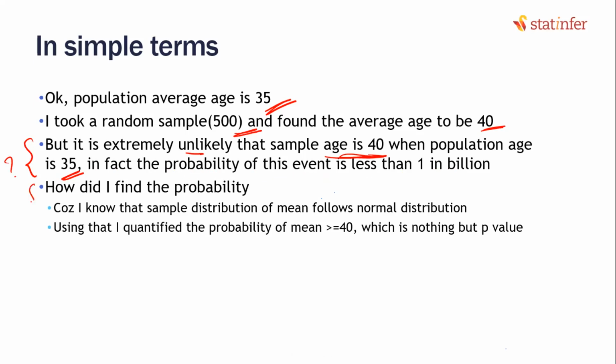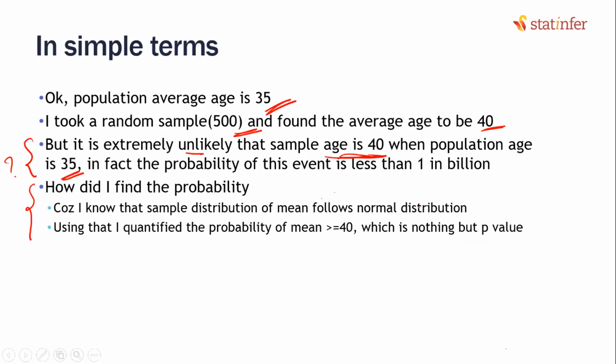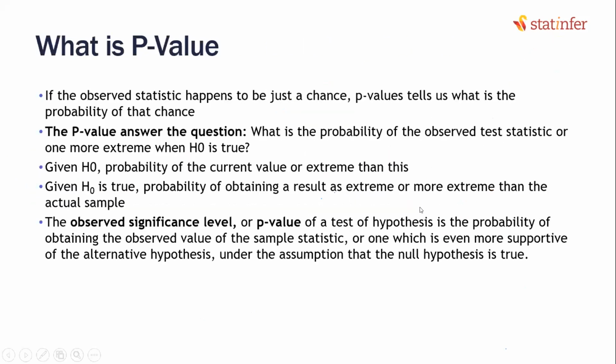How did we find the probability here? Because we have this normal distribution. If 35 is the population mean, what is the probability of a sample getting something like 40 or more than 40? We got that from the central limit theorem.